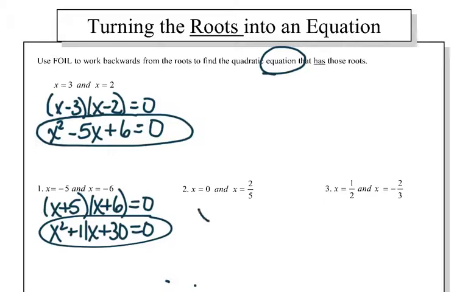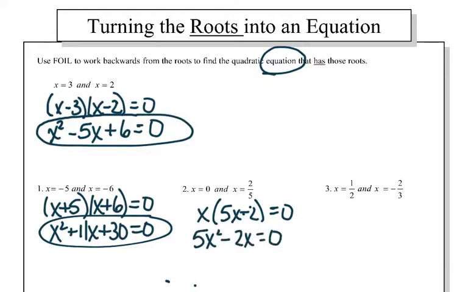X equals 0 just really comes from x, and then x equals 2/5 comes from 5x minus 2. So if we set that equal to 0 and then we factor or FOIL it, or rather distribute, we would get 5x squared minus 2x equals 0.